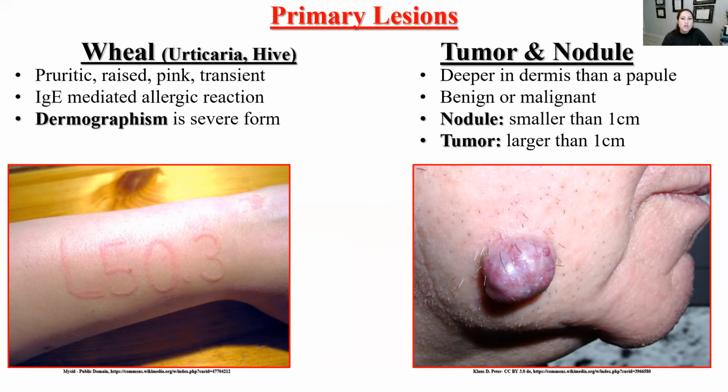Tumors and nodules are deeper in the dermis than a papule would be, and they can be benign, non-cancerous, or malignant, cancerous. Nodules are smaller than 1 centimeter, and tumors are larger than 1 centimeter.